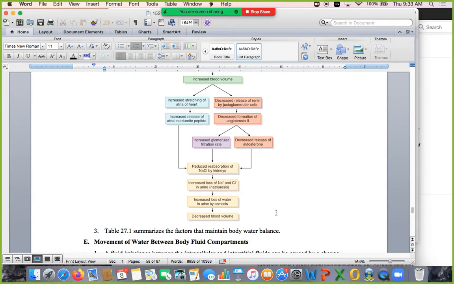which means that water is going to follow, right? Water is going to follow those solutes, which will then result in water loss in the urine and therefore decreased blood volume.